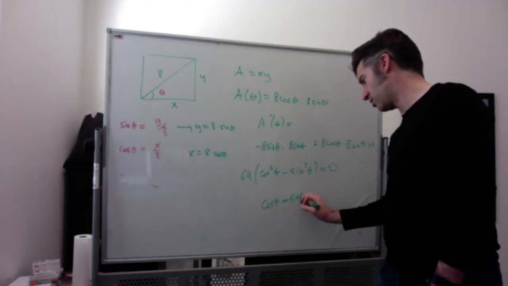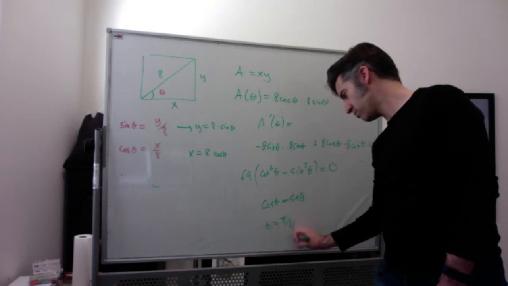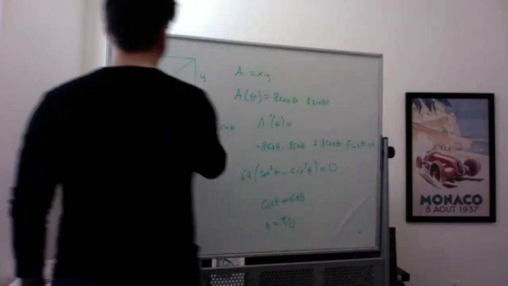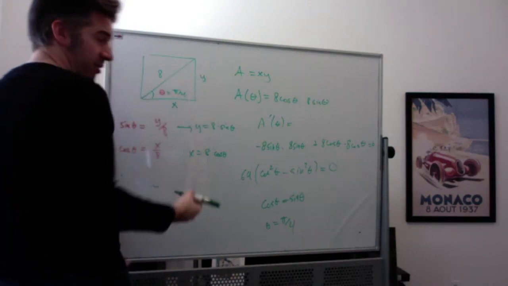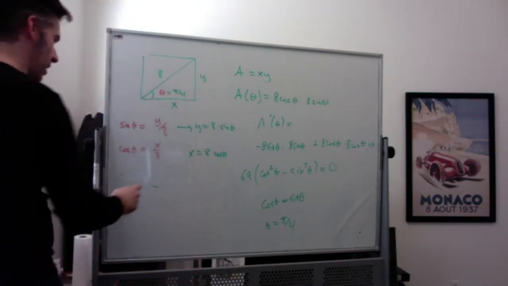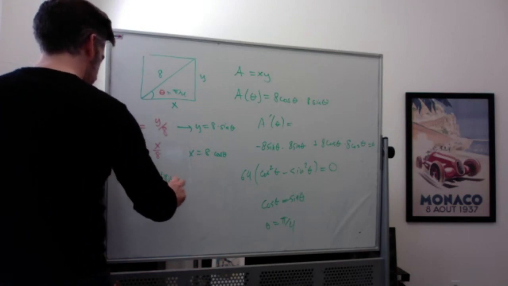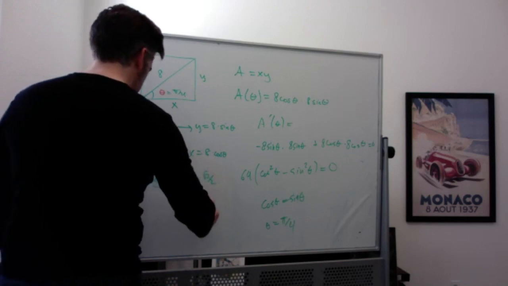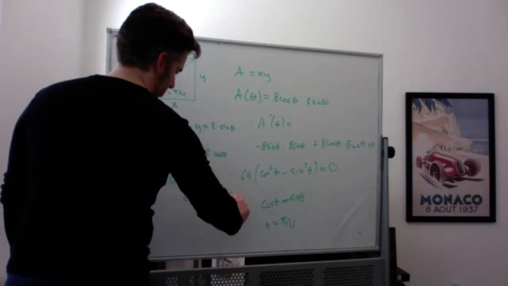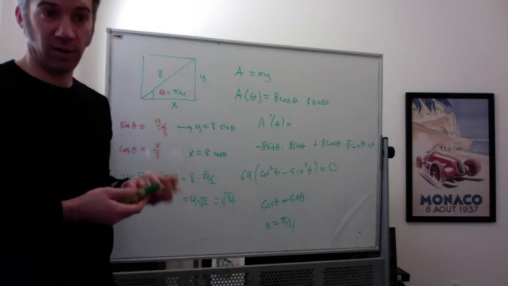And we know the angle where sine equals cosine is pi over 4. So this angle ends up being pi over 4, which means x and y are the same. And you get y equal to 8 sine of pi over 4, which is 8 times root 2 over 2, which is 4 root 2, also known as the square root of 32. And x is the same. So that's another way you can do a problem like this.